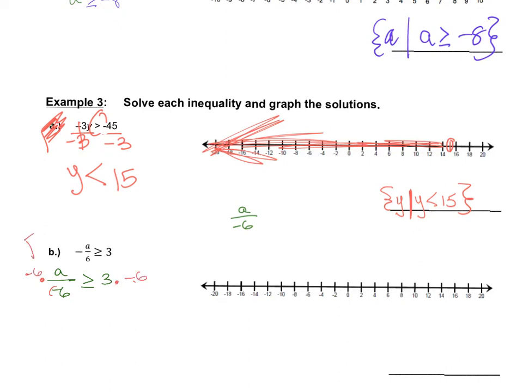And when you multiply by a negative, little red flag, flip the symbol. And you get a is now less than or equal to, and 3 times -6 is -18. -18 is here. It's or equal to, so it's shaded in, extra ink underneath. And less than means you shade to the left. Set builder notation, all the values of a such that a is less than or equal to -18. Close set builder.